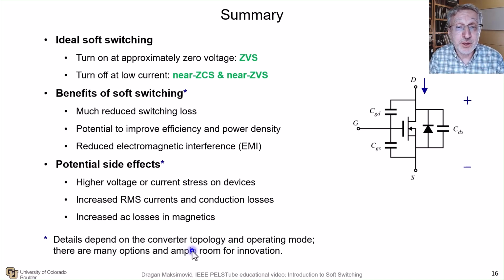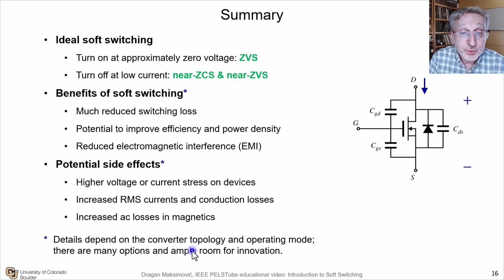There are potential side effects. Those potential side effects include perhaps higher voltage or current stress on devices. In the example we discussed, we found that the currents are now actually higher at the point where the transistor is turning off. Also, the RMS current through the inductor and through the devices is increased, and so there is going to be an increase in conduction losses. Finally, there is also a potential for increased AC losses in magnetics if we have a larger amount of AC currents going through the converter structure.